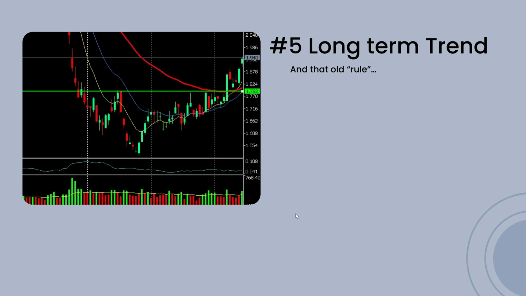Now, the final one of the 5 is look at the long-term trend. That old rule of trade with the trend is there for a reason.